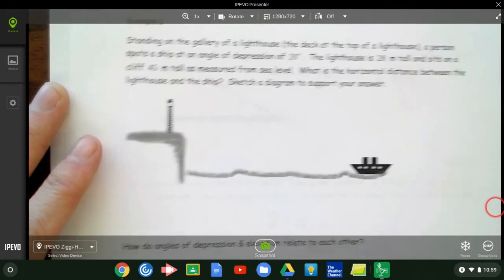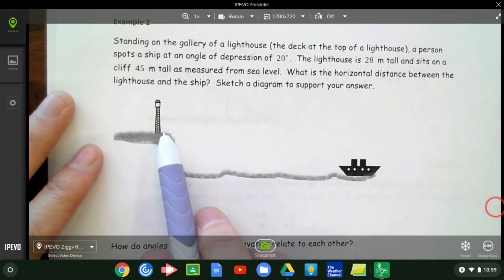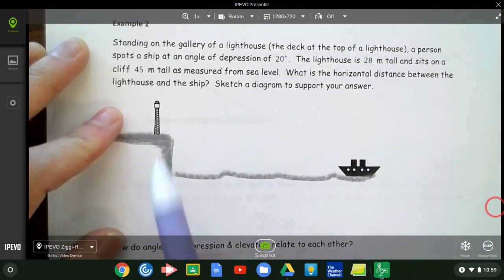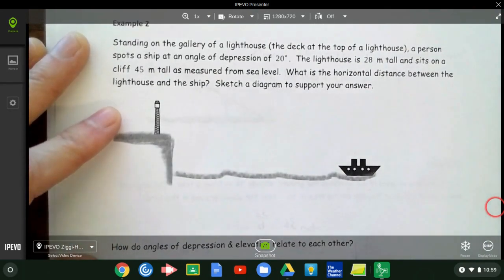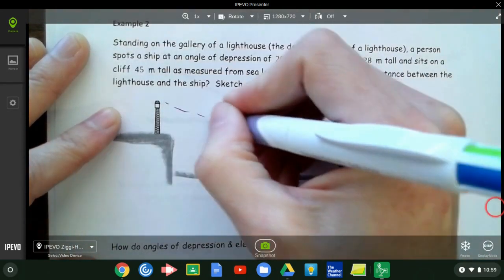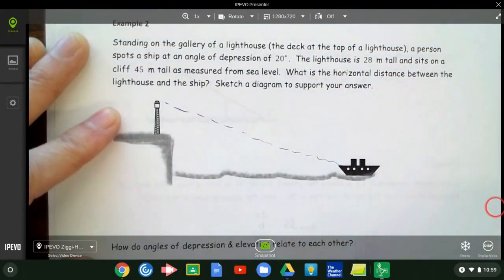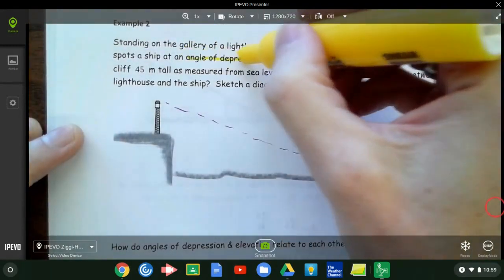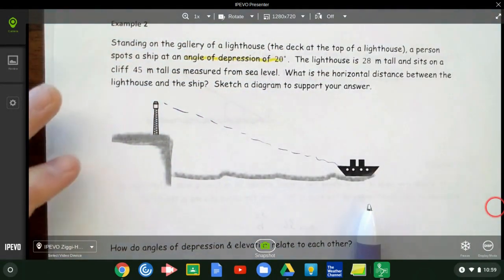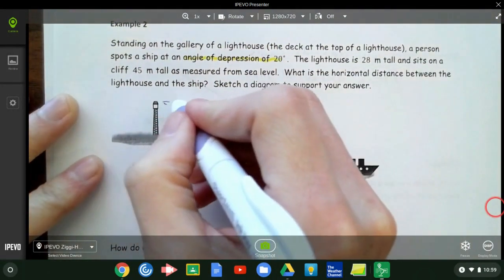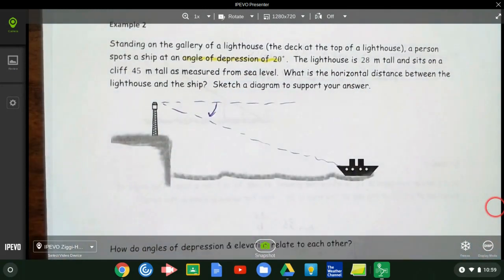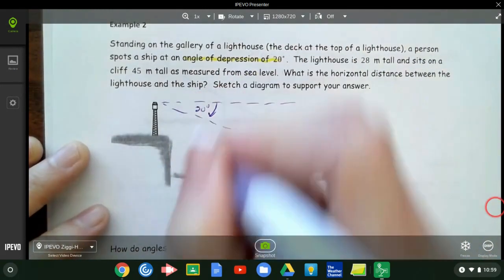So, standing in the gallery of a lighthouse, the deck at the top of the lighthouse, a person spots a ship at an angle of depression of 20 degrees. So the guy sees the ship. He goes, hey, look, there's a ship. But it says right here, angle of depression is 20 degrees. So I need to set up a horizontal line this way. And there's my angle of depression, okay, 20 degrees.